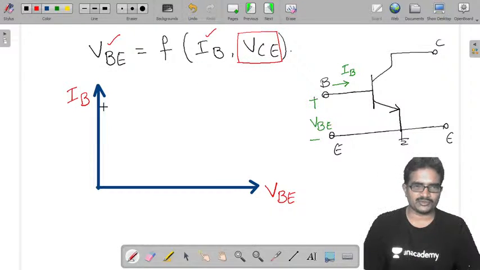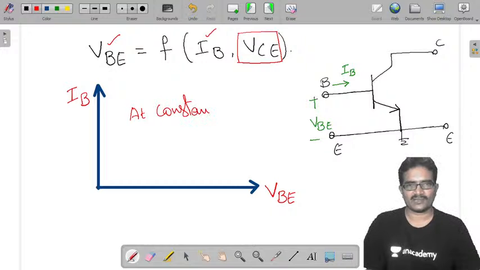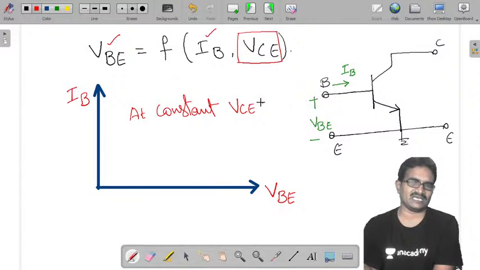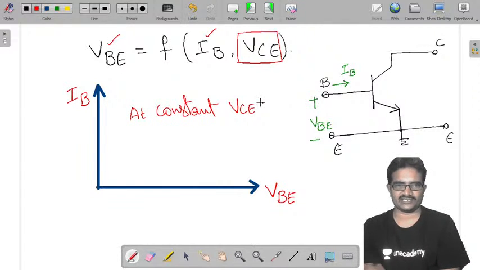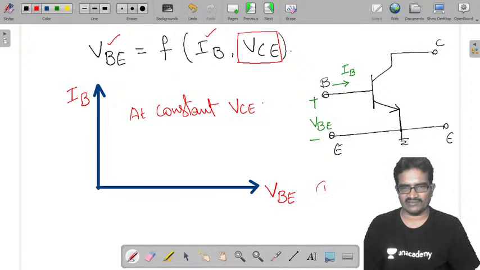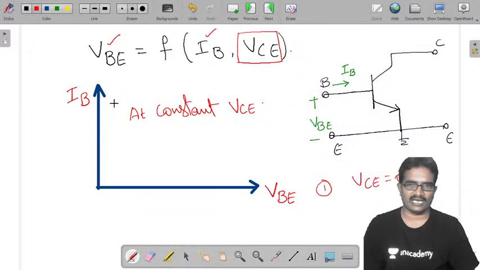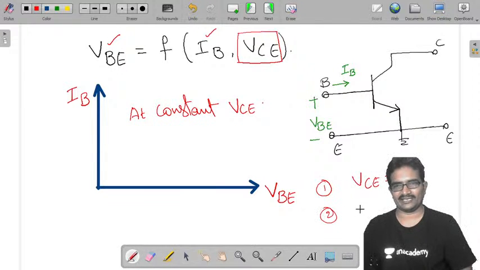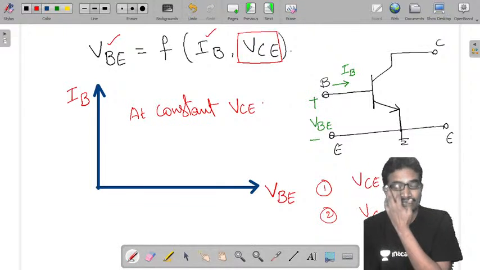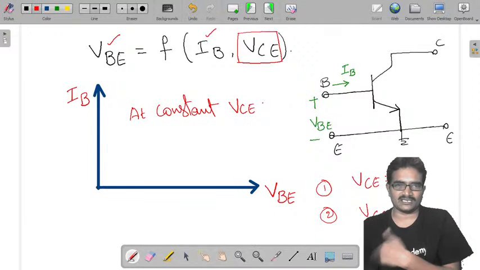So now you need to plot these two by keeping VCE constant. That means at constant VCE you need to plot this. You may ask one thing, sir, what is the meaning of keeping VCE constant? First case, I will take VCE 0 and by varying the VBE, I will take the respective IB value. Second case, I will take VCE greater than 0, that means another value.